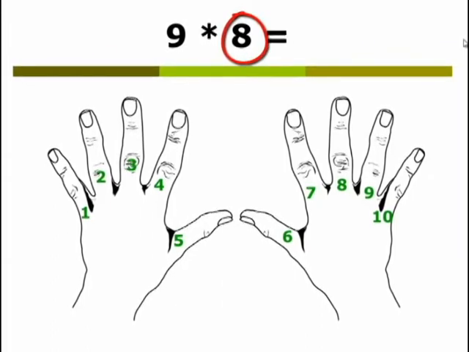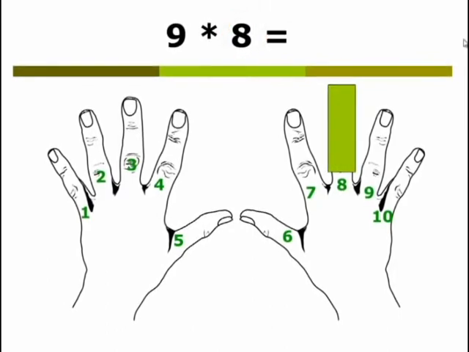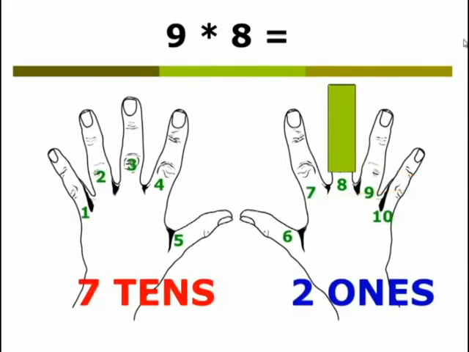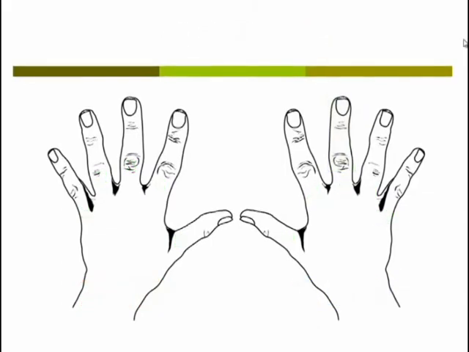In this case, we're going to hide finger number 8, and we can ask ourselves, how many fingers are at the left side of the hidden finger? As you can see, it's 7, so we're going to say 7 tens. And how many fingers are at the right side of the hidden finger? As you can see, it's 2, so we're going to say 2 ones. That's why 9 times 8 equals 72. Easy, right? Let's see another example.